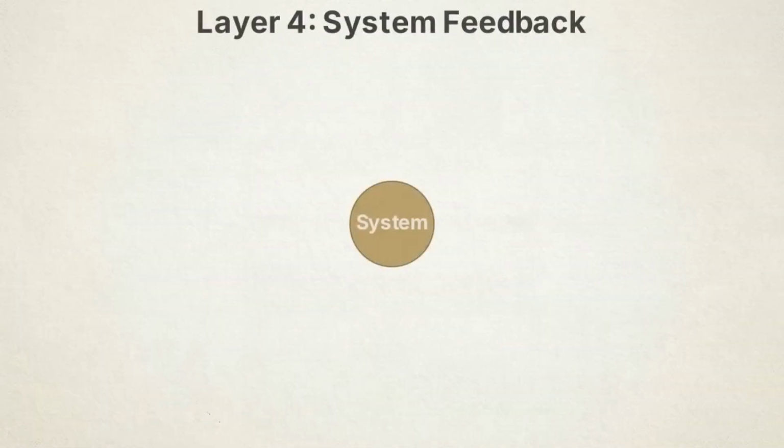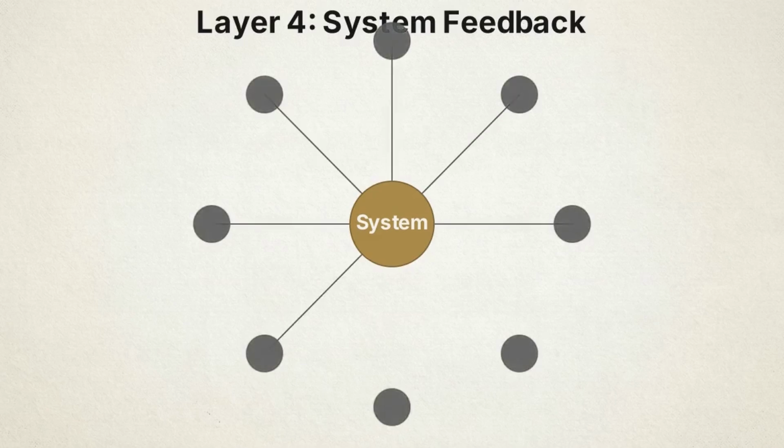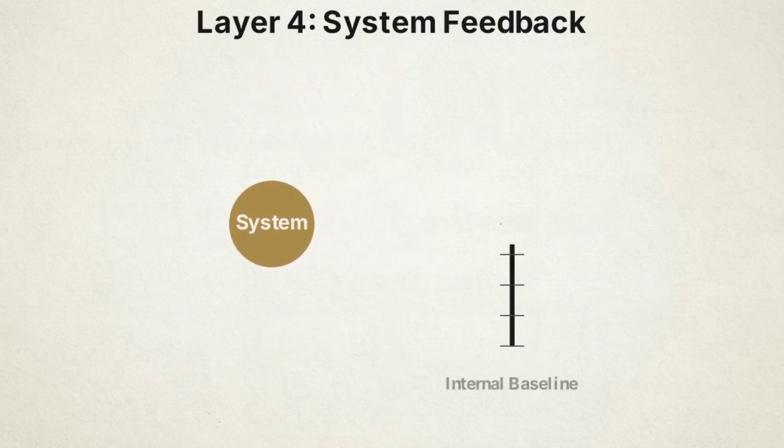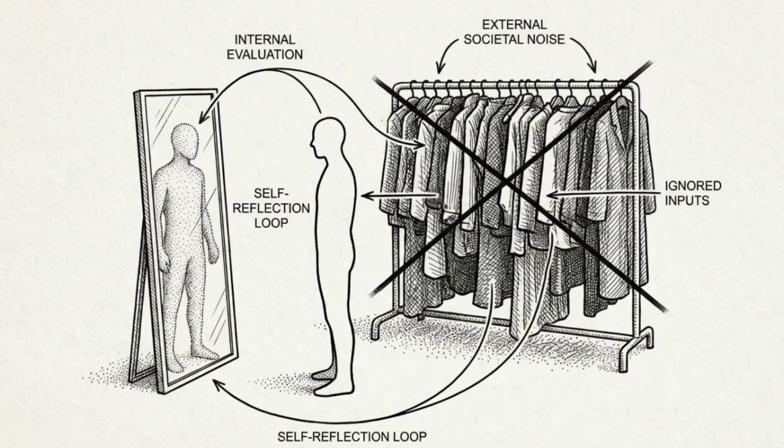The final layer manages how the system evaluates its own outputs. Standard models rely on external validation loops, where the system waits for approval signals from the social perimeter to register success. The introverted architecture utilizes an internal locus of evaluation, measuring its output against a rigid internal baseline standard. This system judges success by internal metrics of authenticity rather than societal adaptation.